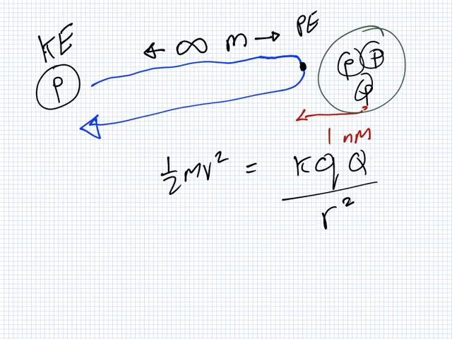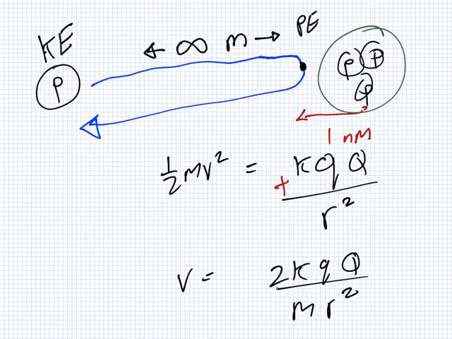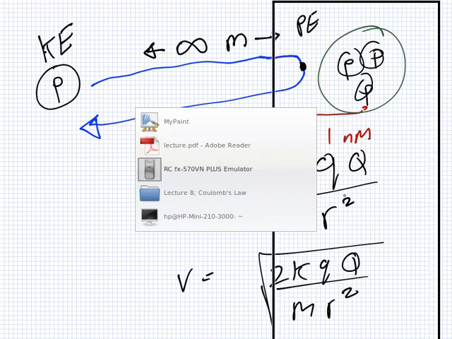Now, we have to be careful here and ask ourselves, is this a plus or a minus? It's a plus, because it's definitely not trapped. In fact, it's the opposite. It's being pushed away. Right, so V would equal the square root of 2kQ over m. Let's see what we get.